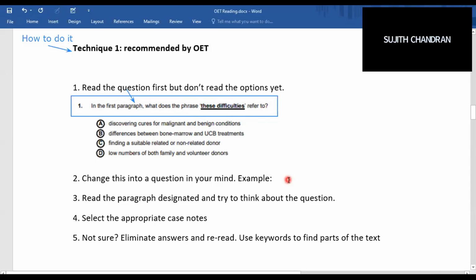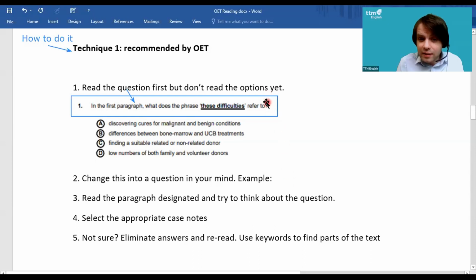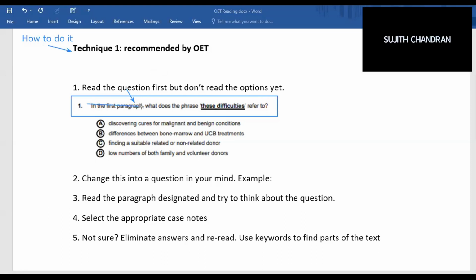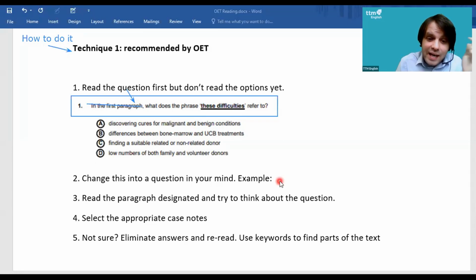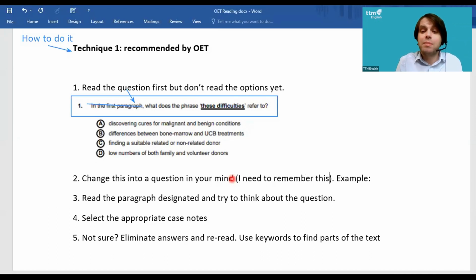What does the phrase, I mean, using synonyms? Well, is it a question already? Yes. But do I need to say in the first paragraph? No, it's better to understand. So the reason is, guys, I need to keep this in my mind, right? I need to remember this. Okay? So it needs to be simple.